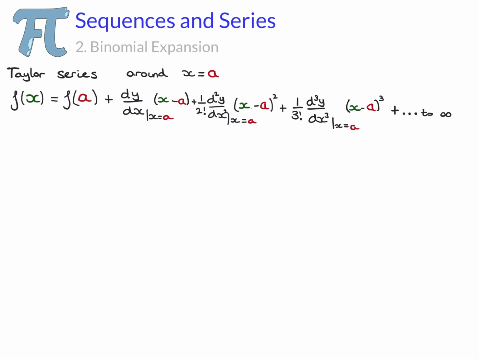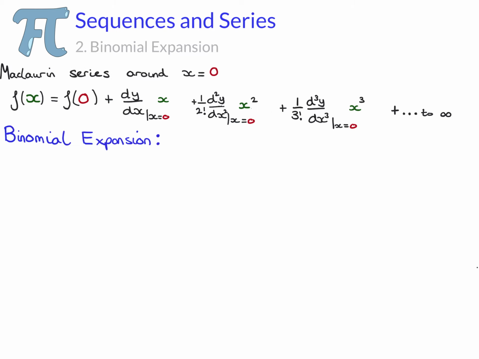In the last video, I said that the value of a function near a known reference point can be found with the following infinite sum, called a Taylor series. I said that if this reference point was at x is equal to 0, we call it a Maclaurin series. The binomial expansion is the Maclaurin series for the following function, (1 plus x) to the power of n, where n does not need to be an integer.